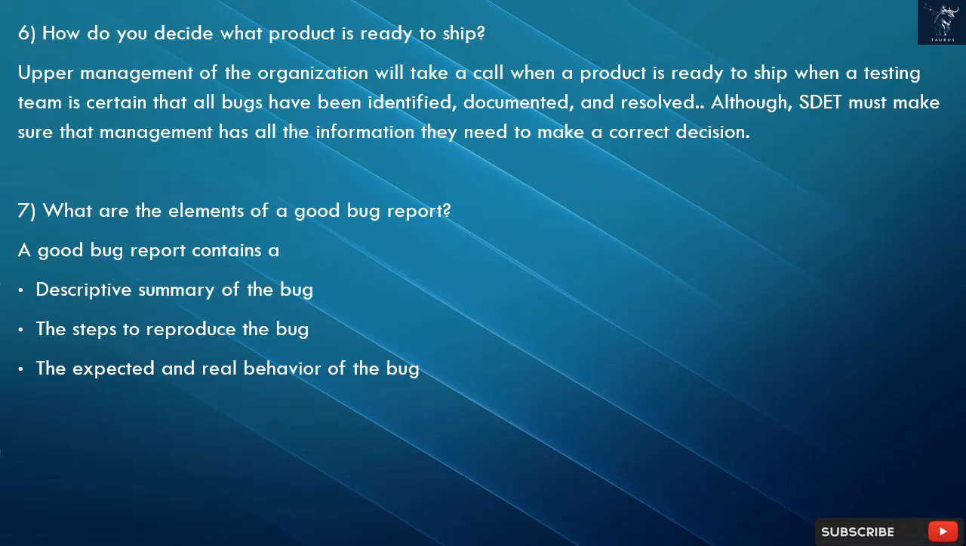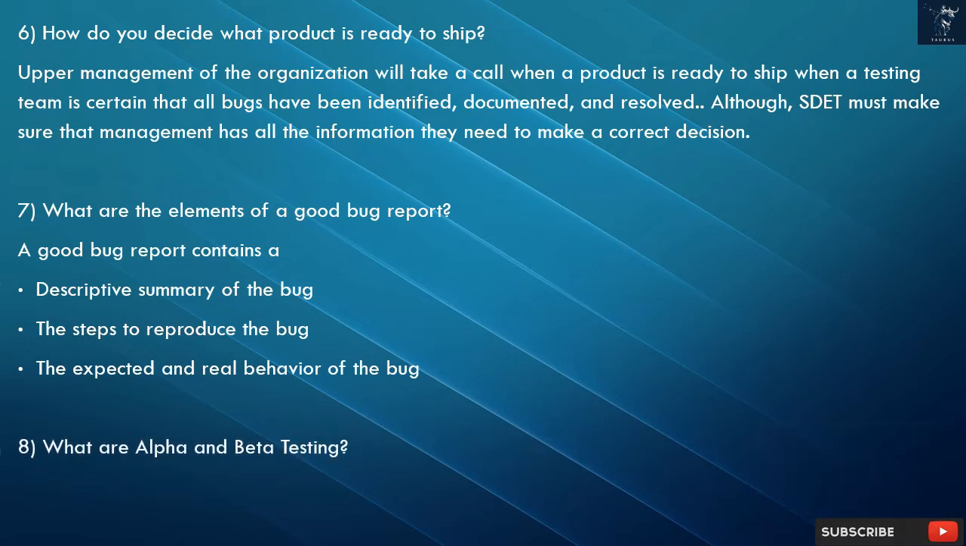6. How do you decide when a product is ready to ship? Upper management of the organization will take the call on when a product is ready to ship, when the testing team is certain that all bugs have been identified, documented, and resolved. However, the SDET must make sure that management has all the information they need to make a correct decision.